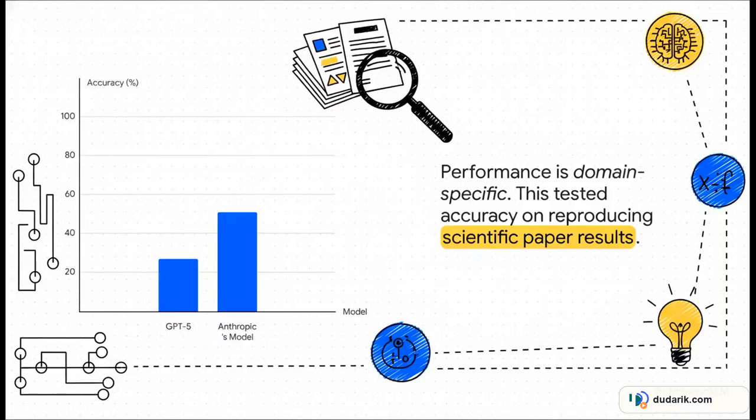So it's also important to put performance in context. Now, this isn't a direct front-end test, but one benchmark on a really complex task, reproducing scientific papers, showed GPT-5 was actually quite a bit less accurate than a main competitor. It's just one data point for sure, but it's a good reminder that performance isn't always the same across the board.